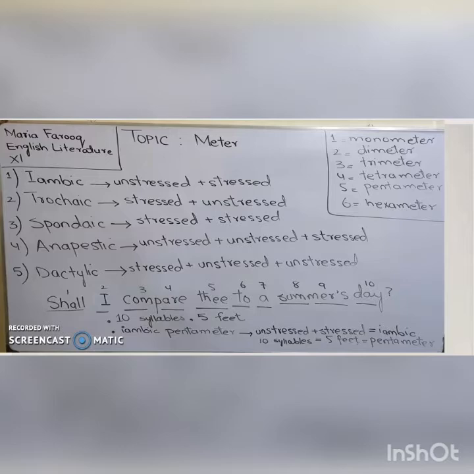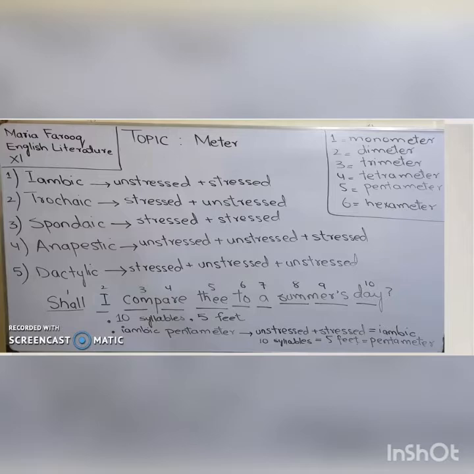Now how to find out a proper meter. For example, this line is in front of you. Shall I compare thee to a summer's day? First step is that you will read it out properly with feeling. For example, I say, shall I compare thee to a summer's day? So, shall, unstressed. My stress is more on I. Shall I? Fine. So from here, we get to know that this is iambic.